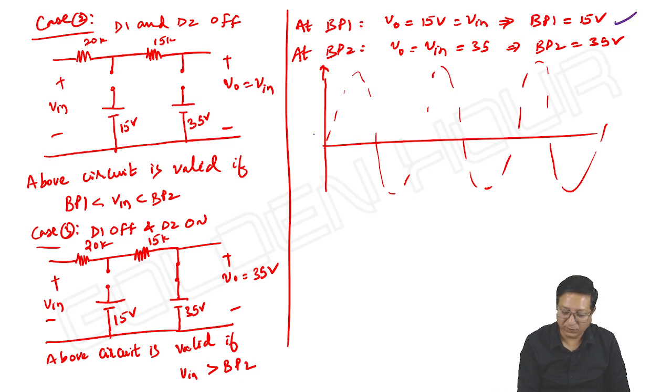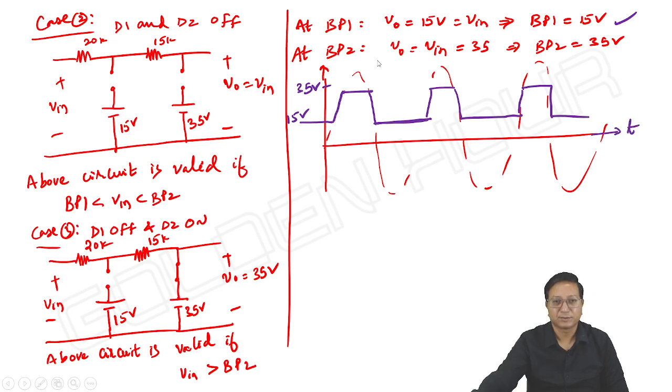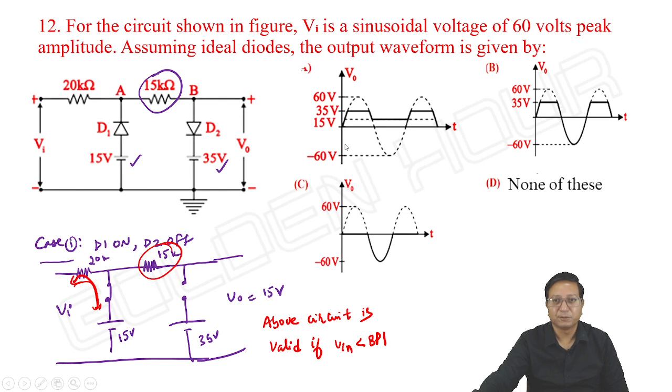Output minimum is 15 volts. If the input is less than breakpoint 1, output is equal to 15 volts. If the input is in between 15 and 35, output is equal to input. If the input is above 35 volts, output is 35. Again, if the input is in between 35 and 15, output is equal to input. Input below 15 volts, then output is 15. Like this, we can see the final output waveform. So, which option is correct? Option A.